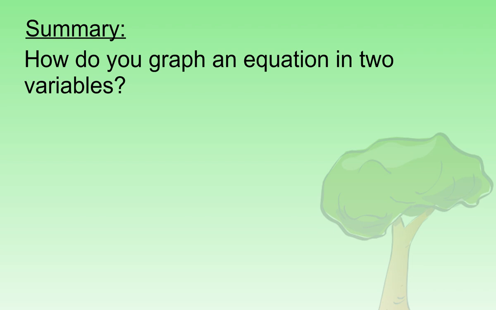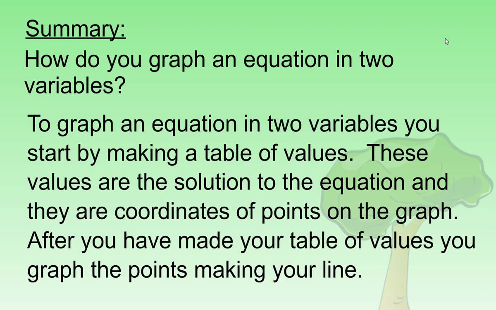Summary question asks, how do you graph an equation in 2 variables? Go ahead and do it right now. So here I have, it says to graph an equation in 2 variables, you start by making a table of values. These values are the solution to the equation, and they are coordinates of the points on the graph. So after you've made your table of values, you graph the points, making your line.